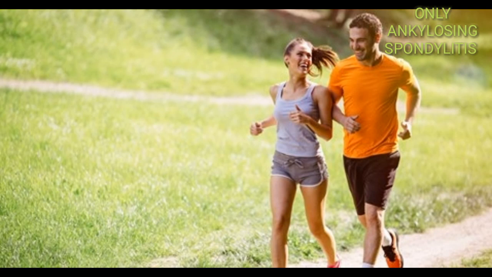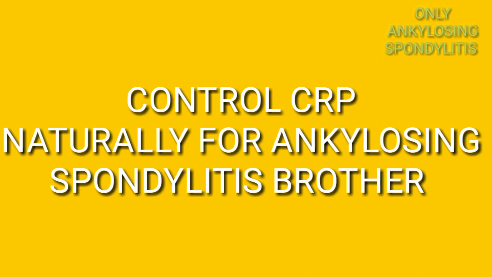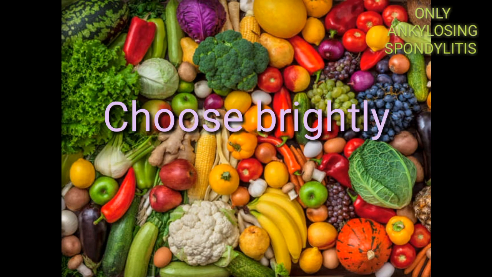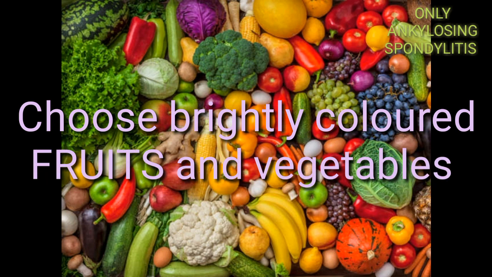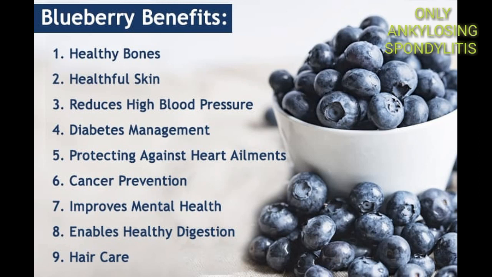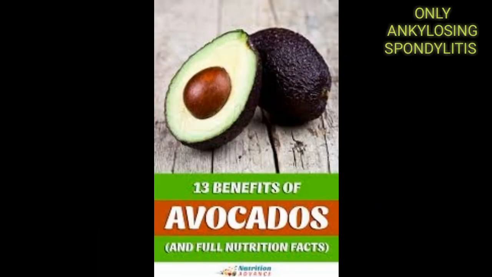Research indicates that as the fitness levels decline, the C-reactive protein level increases. Now, how to control C-reactive protein naturally. For ankylosing spondylitis patients, here are some tips and tricks for CRP control. Choose brightly colored fruits and vegetables. Some examples: tomatoes, strawberries, blueberries, spinach, carrots, oranges, olives, avocado, kale.